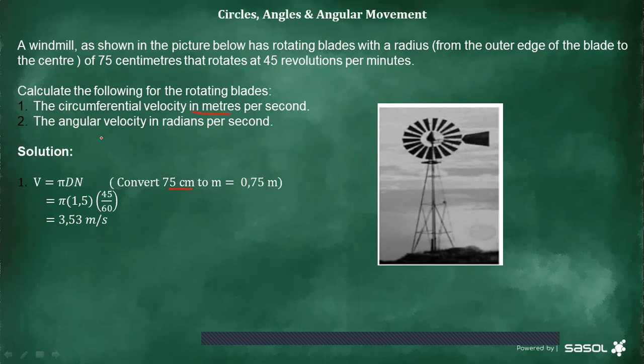Second question, the angular velocity in radians per second. You write the correct formula there, substitute, and then you press your calculator. The answer is 4.71 radians per second. So that's how you should calculate this.